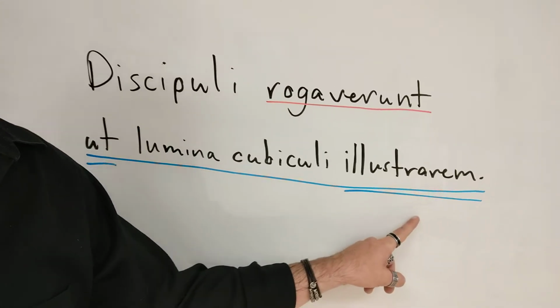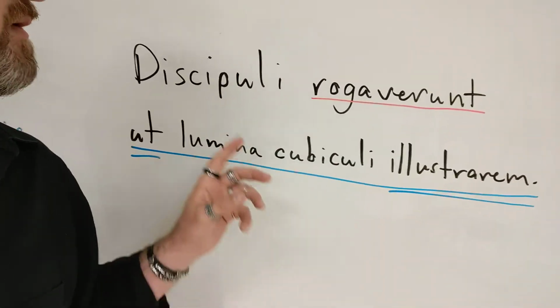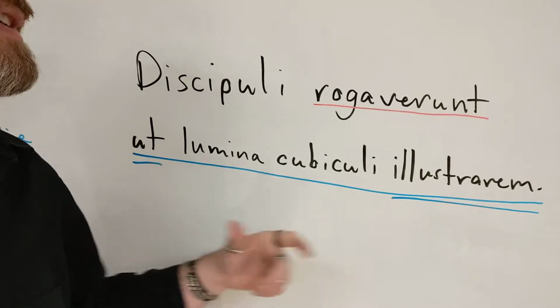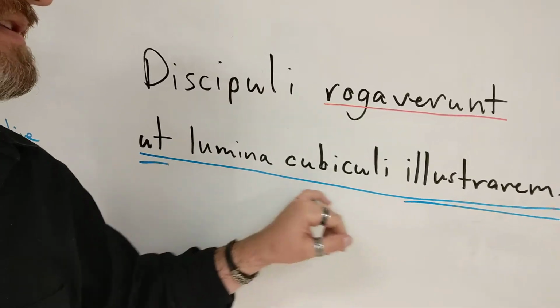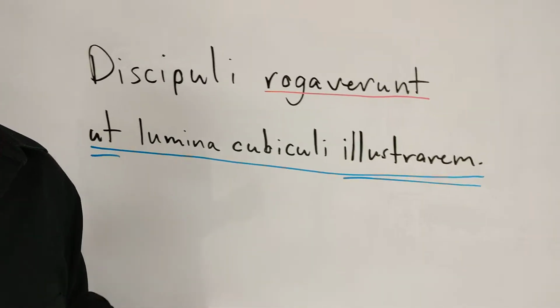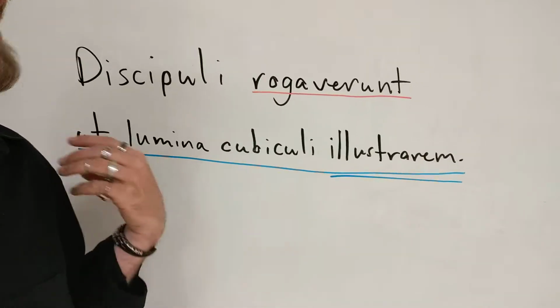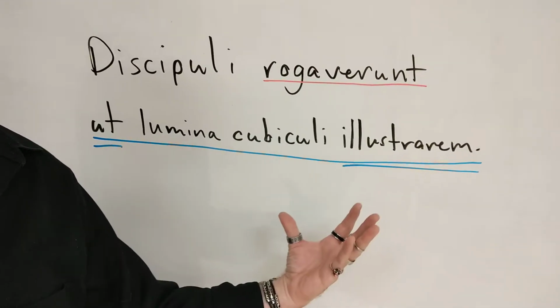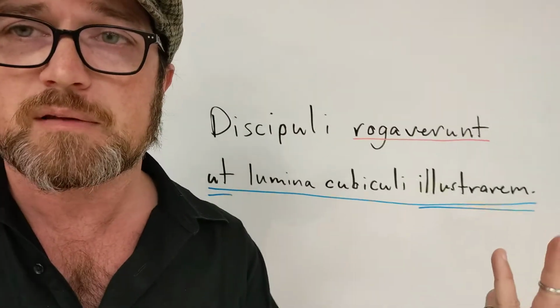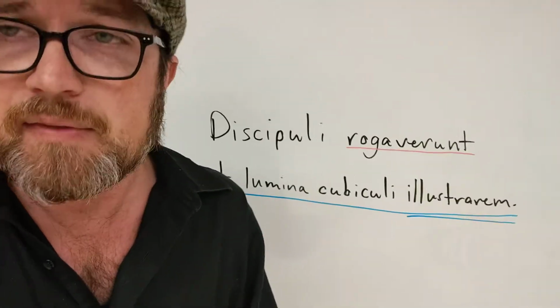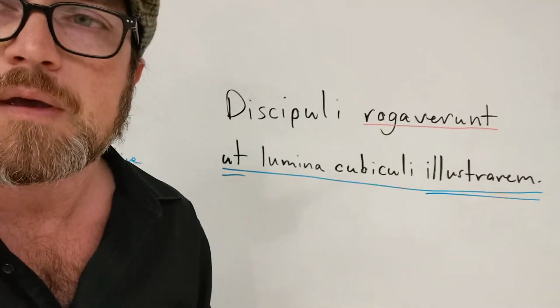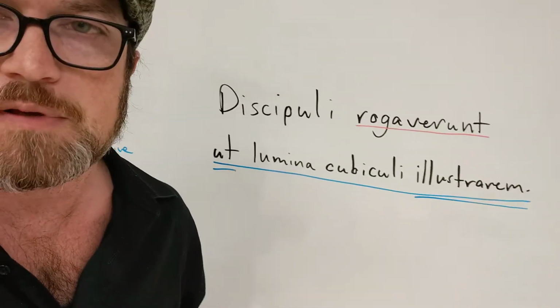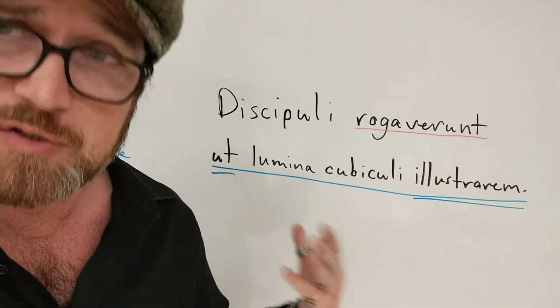A more literal way of thinking about the sentence would be, the students asked that I light up the lights in the room, or of the room. So yeah, they asked that I do this. That's the most literal way to translate this. But of course, in colloquial English, that's not usually what we say. You can say that, and I think people would understand you. But usually in colloquial English, we say, the students asked me to turn on my lights.